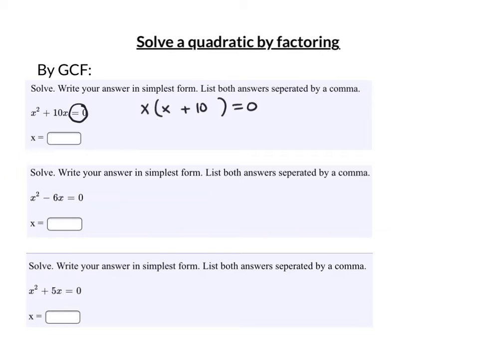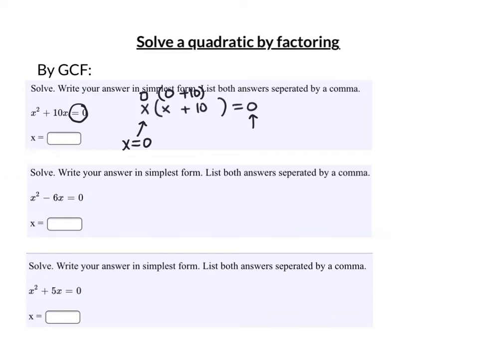So what you do is you ask yourself, what x do I plug in that creates 0? Right here, what could I plug in for x that would make 0? Well, x equals 0. That would work. Because if I put 0 there, and I put it here too, 0 plus 10, and I took 0 times 0 plus 10, I would get 0. So 0 is one solution.